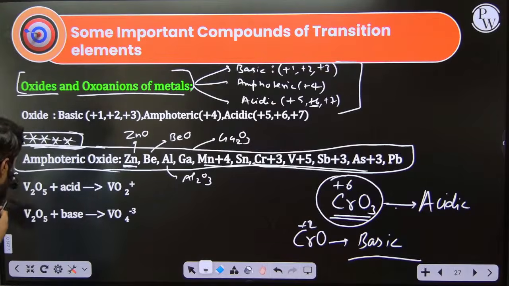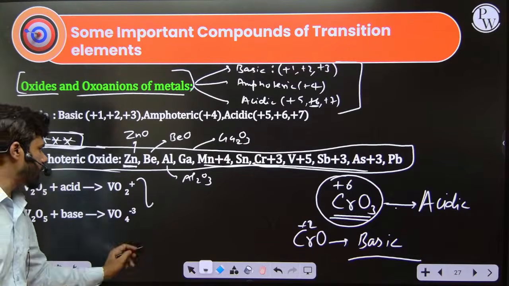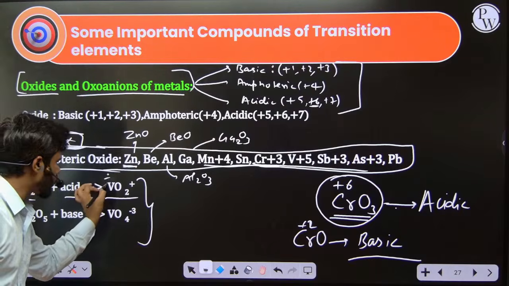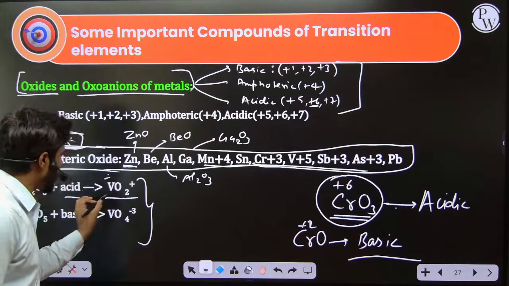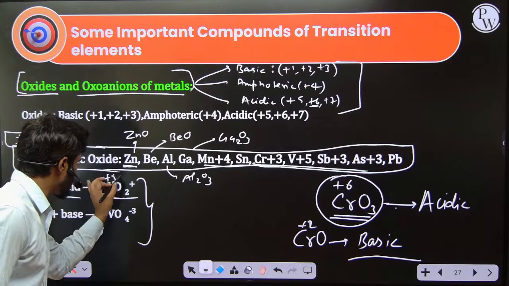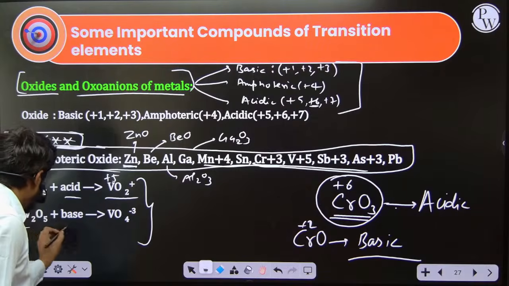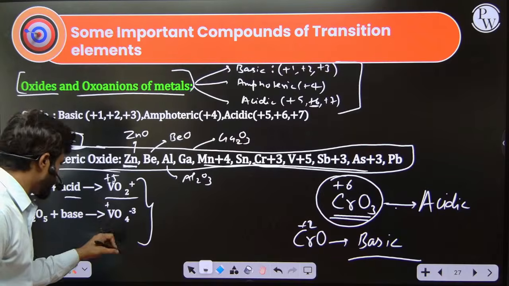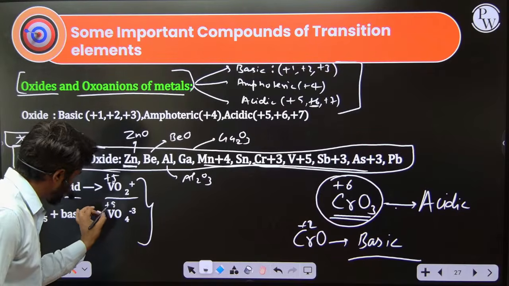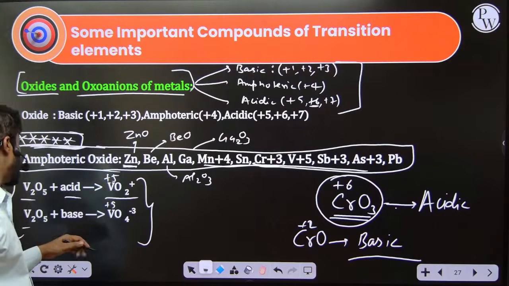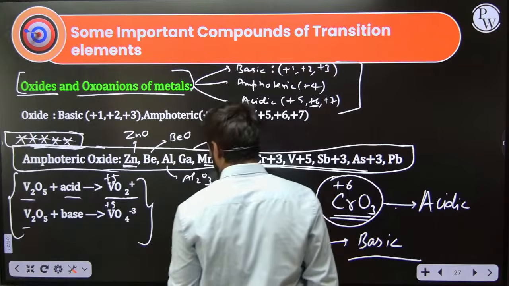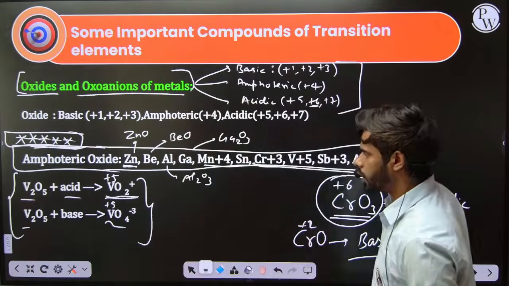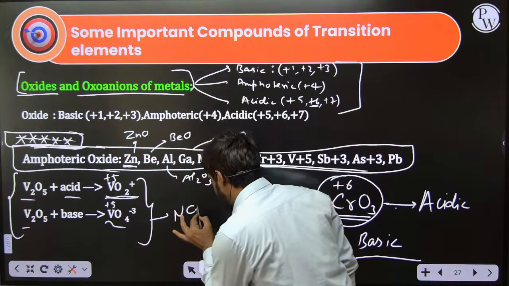In case of vanadium, it is given in the NCERT also. Vanadium with acid gives VO2+, in which the oxidation state is +5, and with base it gives an oxoanion, also with oxidation state +5. So in case of acid and base, there is formation of an oxoanion and an oxocation. This is a very important reaction which is given in the NCERT.